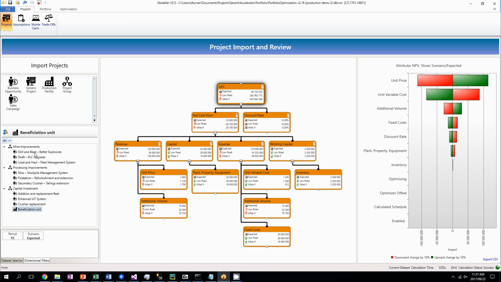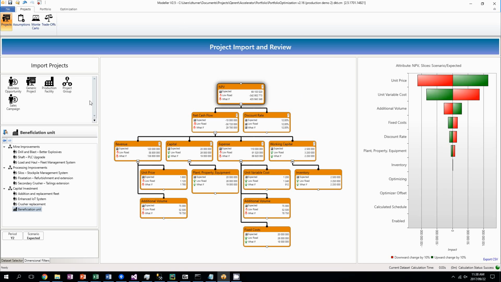One can inspect the set of projects that is currently on the table using this project review screen, and for each of the projects we can get a sensitivity analysis showing what the most sensitive drivers of that project's NPV are. Every project also has an expected case as well as a low road and a high road, which we then use to run a Monte Carlo analysis on the portfolio and get a measure of the downside risk that is associated with a portfolio of projects.